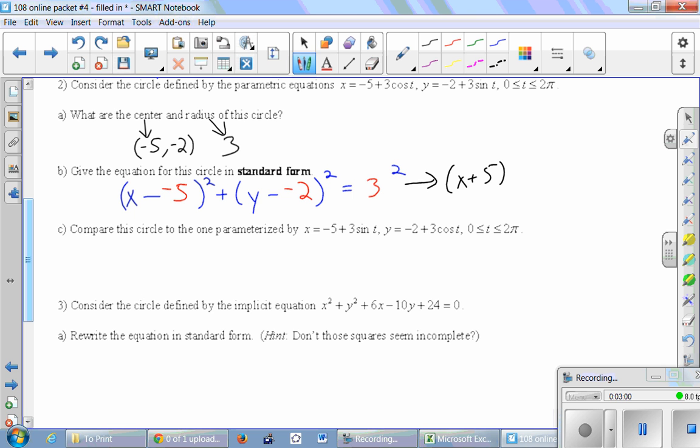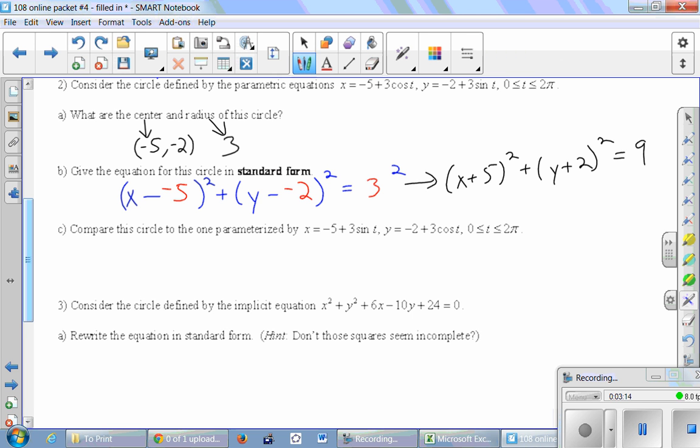(x + 5)^2 + (y + 2)^2 = 9. Compare this circle to the one parameterized by that stuff. Okay, let's see. We decided that the center was (-5, -2). What's the center of this one? (-5, -2). Okay, same center. We decided that the radius was 3. What's the radius down here? Well, also 3. Okay, so then we can say definitively, same center and radius.